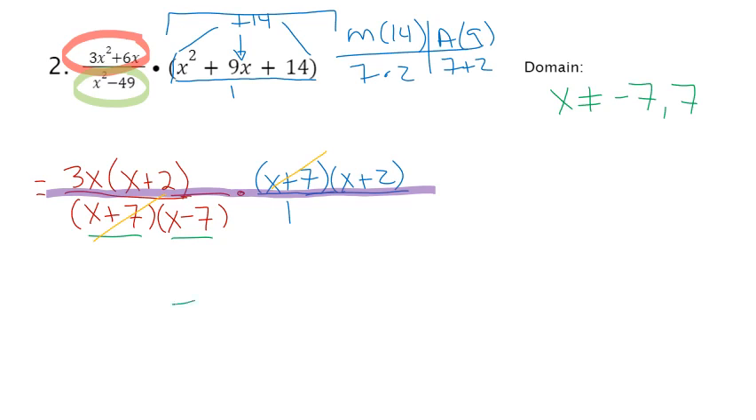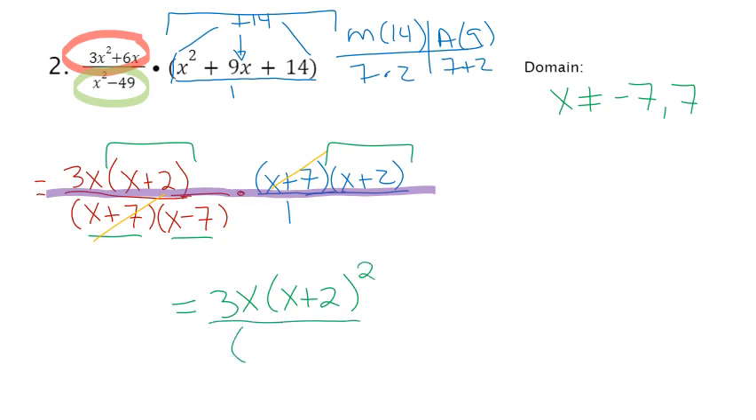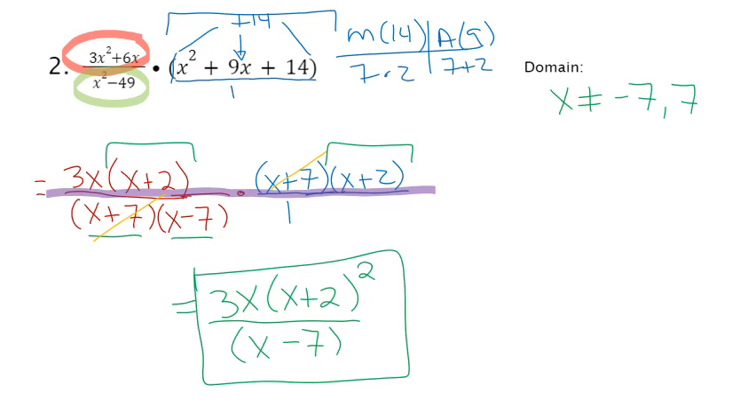And that's really the only thing that cancels out or reduces. So I would just rewrite this answer. So 3x, x plus 2. I actually have 2 x plus 2's here. So instead of writing them twice, I can write it to the second, the shorthand way. And then I can write x plus 7 on the bottom. If you're asked to multiply it out, you could, but we can just leave it like that for now.